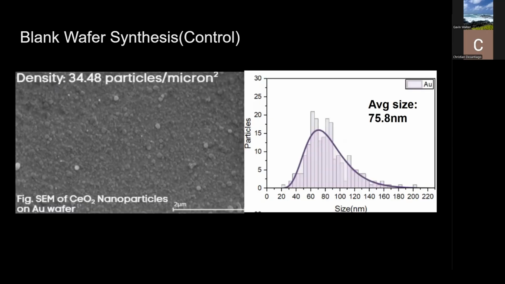Growth on a bare gold wafer produced slightly smaller particles of 75.8 nanometers and the highest particle density of 34.5 particles per micron squared. The gold surface likely provides weak non-specific adsorption sites that lower the heterogeneous nucleation barrier, allowing precursor species to adsorb freely and generate abundant nucleation events.